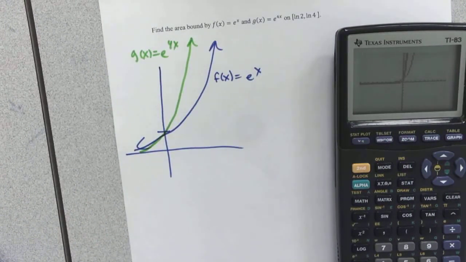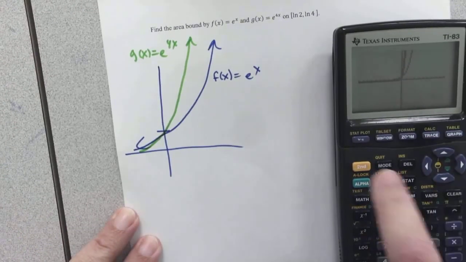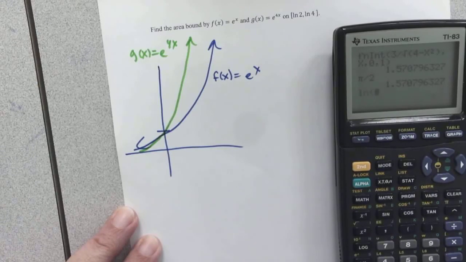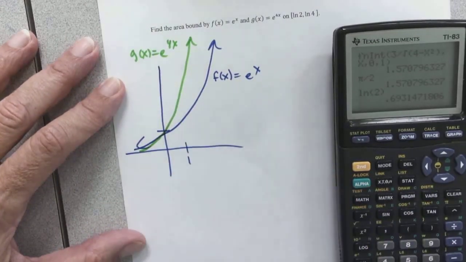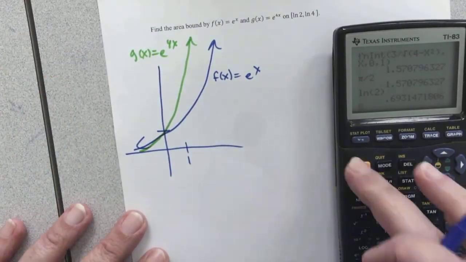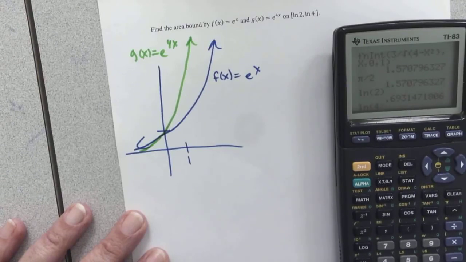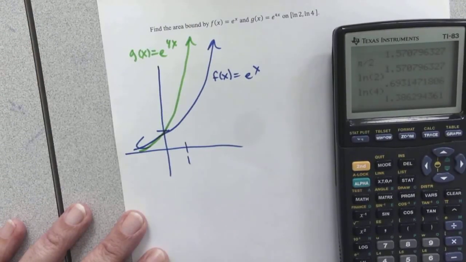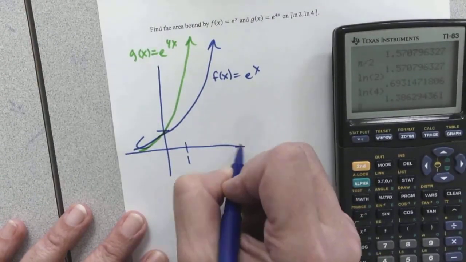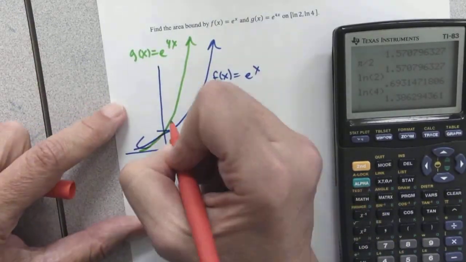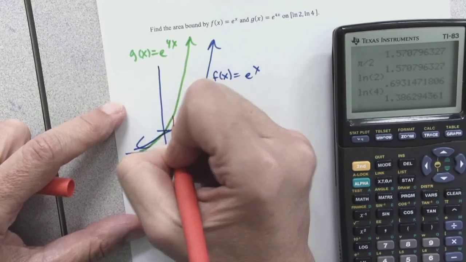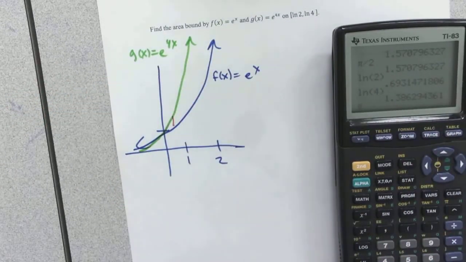And then it says from the natural log of 2 to the natural log of 4. Just to get some sort of idea, natural log of 2 is roughly 0.69, so let's call that 1. And natural log of 4 is roughly 1.3, so let's call that 2. And so we're looking at roughly this region in here.